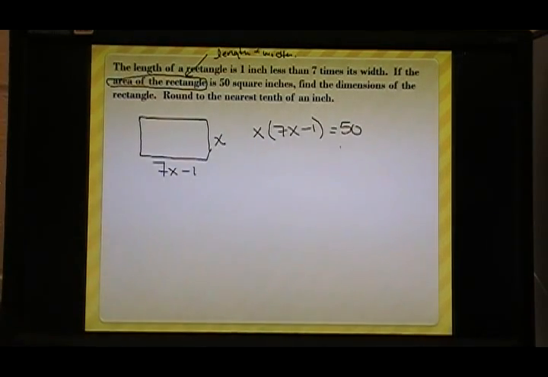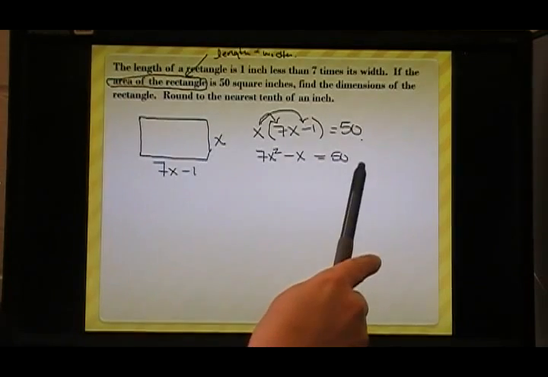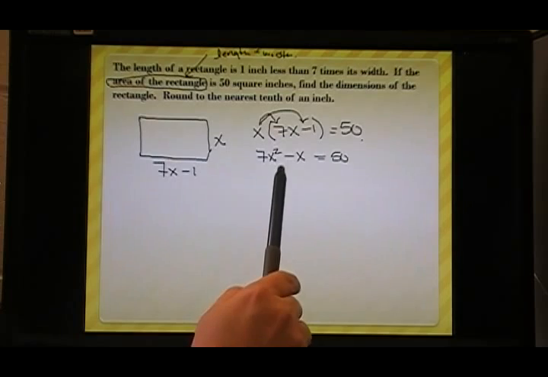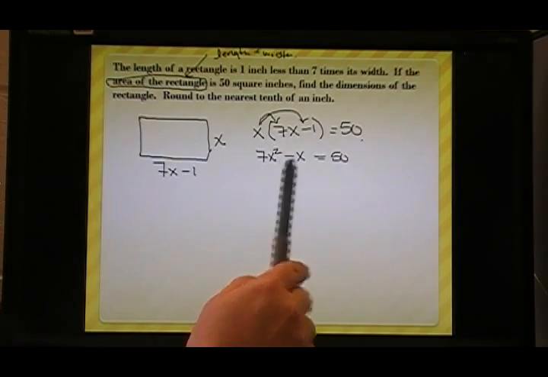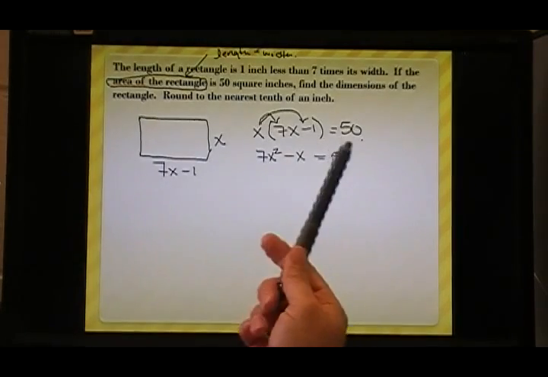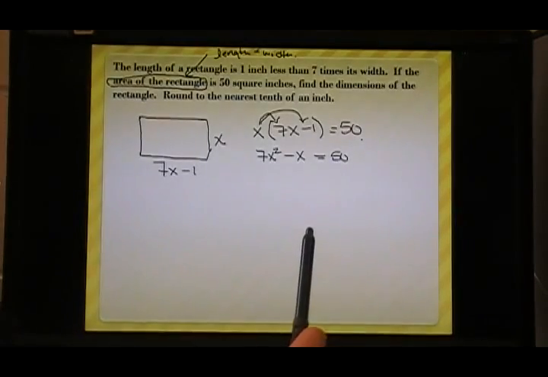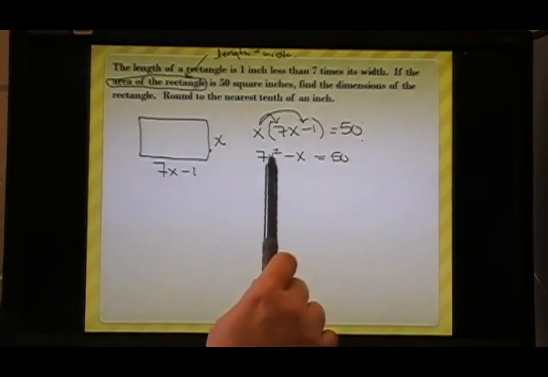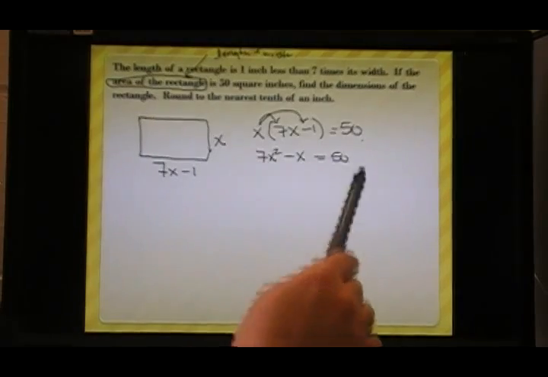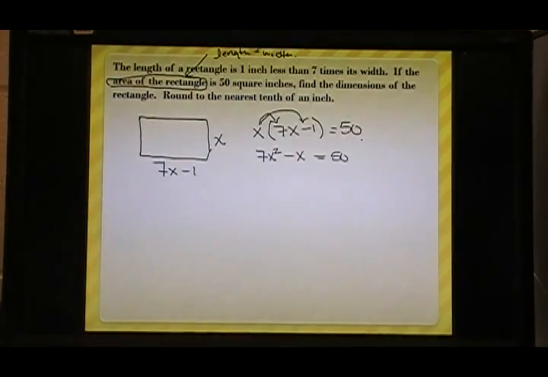Let's solve this equation. I'm going to distribute my x. I've got 7x squared minus x equals 50. The equation has an x squared, so it's a quadratic. If I'm solving a quadratic equation, either by factoring or using the quadratic formula, I'll want it simplified and equal to 0. So I'm going to go ahead and subtract this 50.